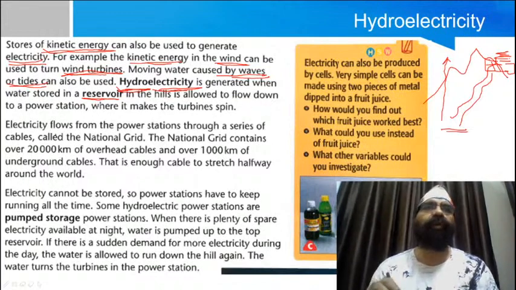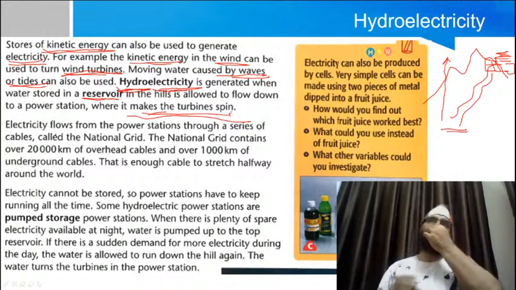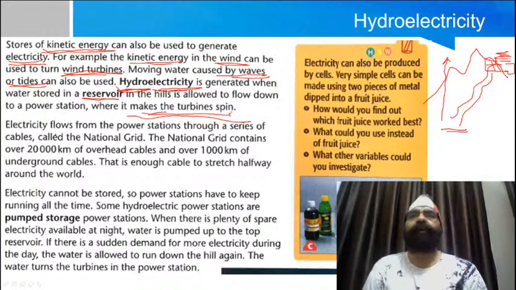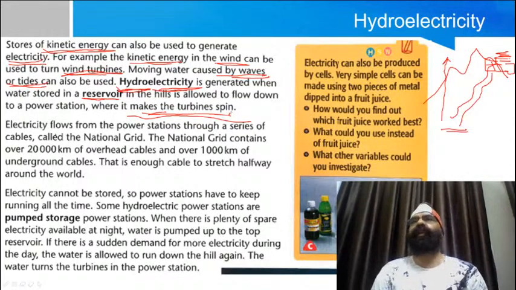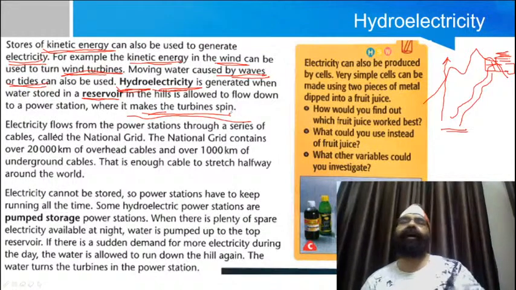It is allowed to flow down to a power station, and it makes the turbine spin. I've told you all this. So this is collected in a reservoir, and when it is allowed to escape through a narrow outlet, it rushes out. I place a turbine in its path, the turbine spins and electricity is generated. Clear, beta?